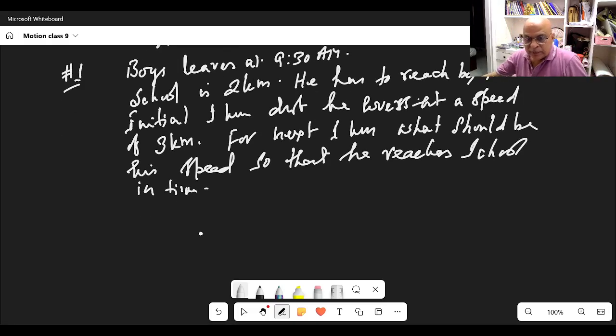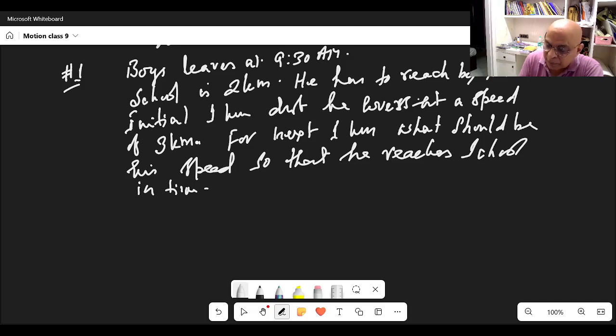Now just see one thing, we have to calculate it in two parts. First, we will find how much time he takes to cover the first 1 kilometer. One more thing to note: distance is in kilometer and time is in minutes or hours. We can change it into meter and second also, but it will be convenient if we take distance in kilometer and time in minutes.